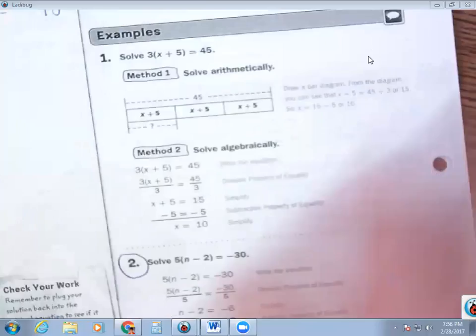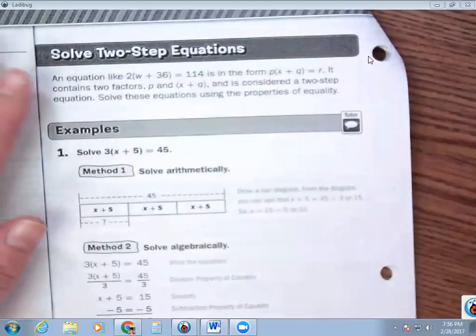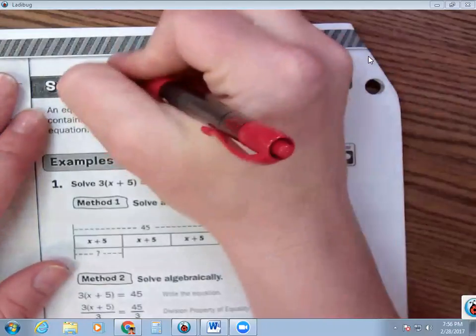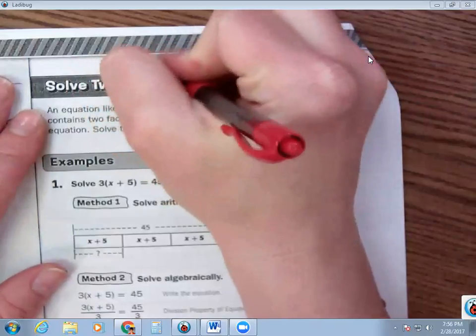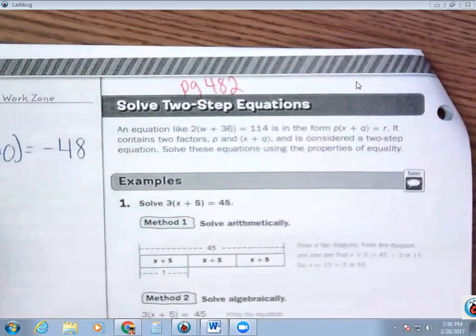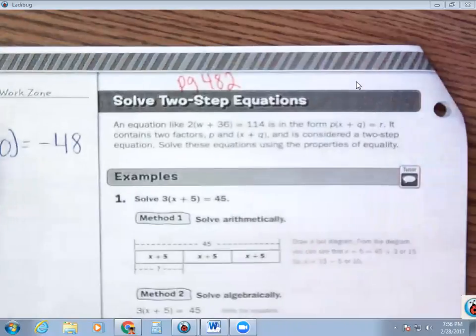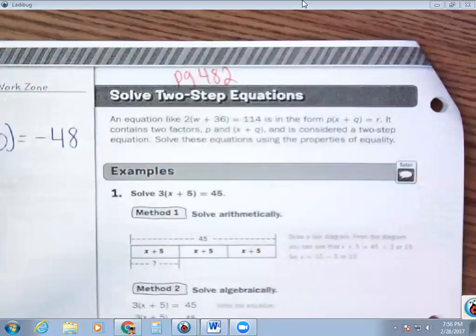Go ahead and turn to page 482. We're looking at 482. It says this at the top: Solve two-step equations. Page 482. I'll give you a second to get there. This lesson is called More Two-Step Equations, so we're just doing different types. If you thought it was pretty fun doing those first ones, wait till you see these ones.